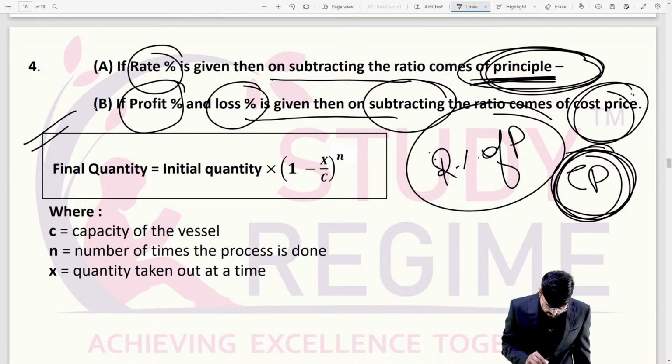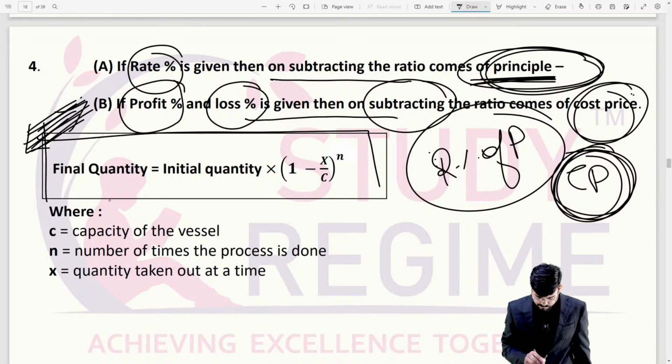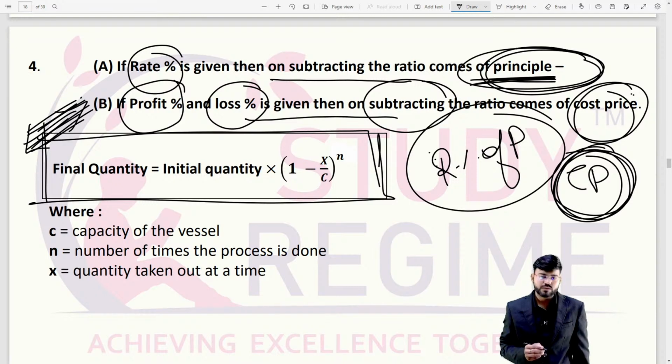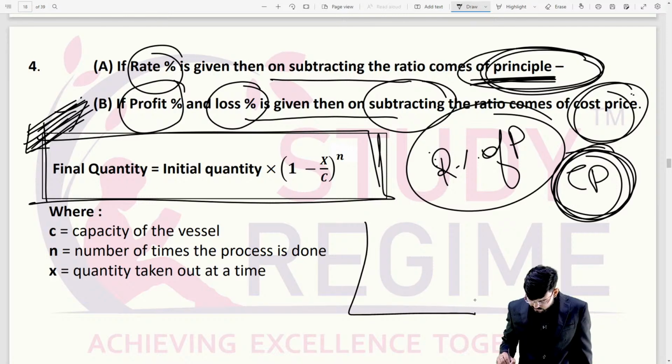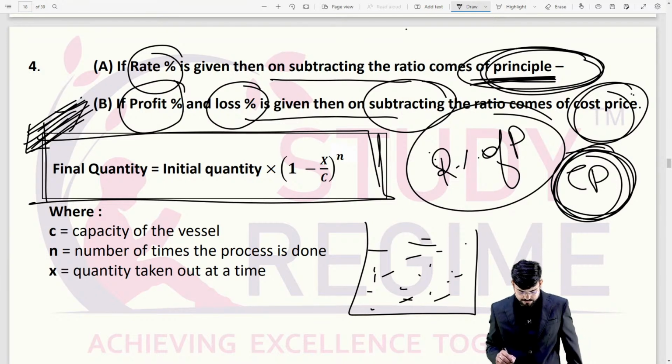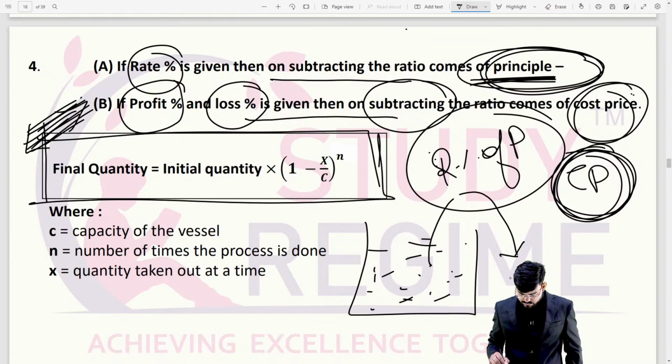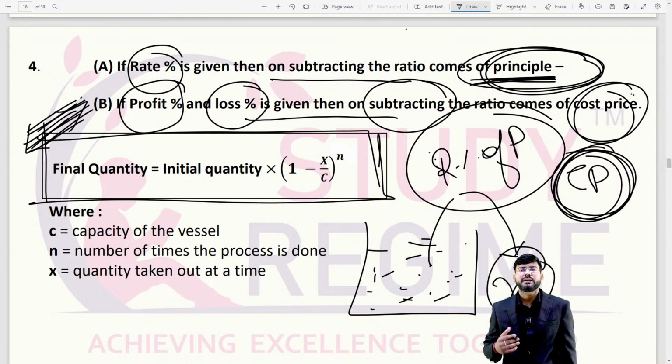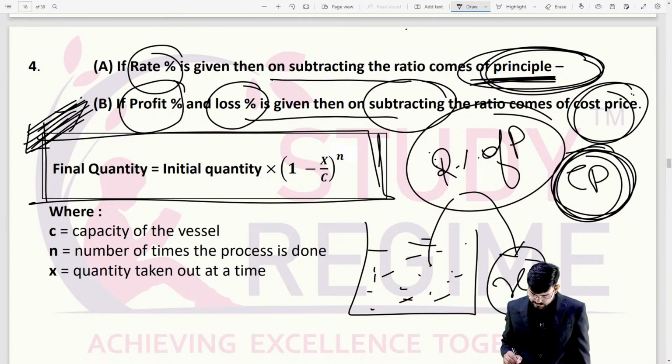This is a very important formula. You can directly use it. Questions have been asked on this formula, which is why I have given it. I have given one question also, but I will tell you. Suppose a container is full of something, mixture or water or anything. Now, if you are taking some quantity out of this container, that quantity is X.